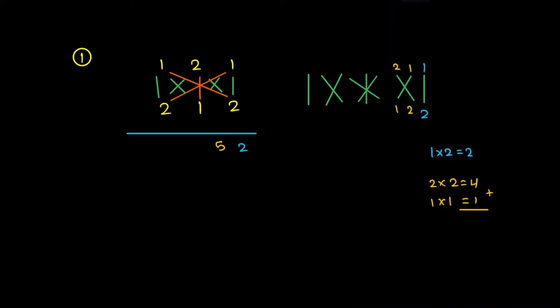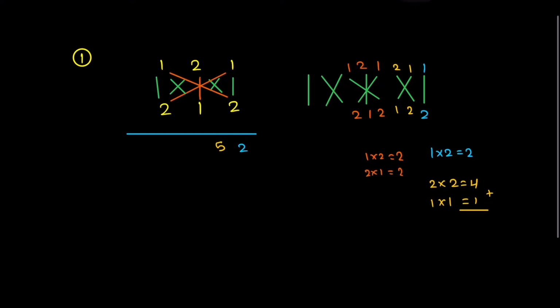Next one is star. 1, 2, 1 and 2, 1, 2. Now the product of 1 and 2 is 2. The same for all. Then 2 times 1 is 2, and 1 times 2 is 2. So just combine all, it is 6, and there is no carry. So just adding directly, 6 is here.